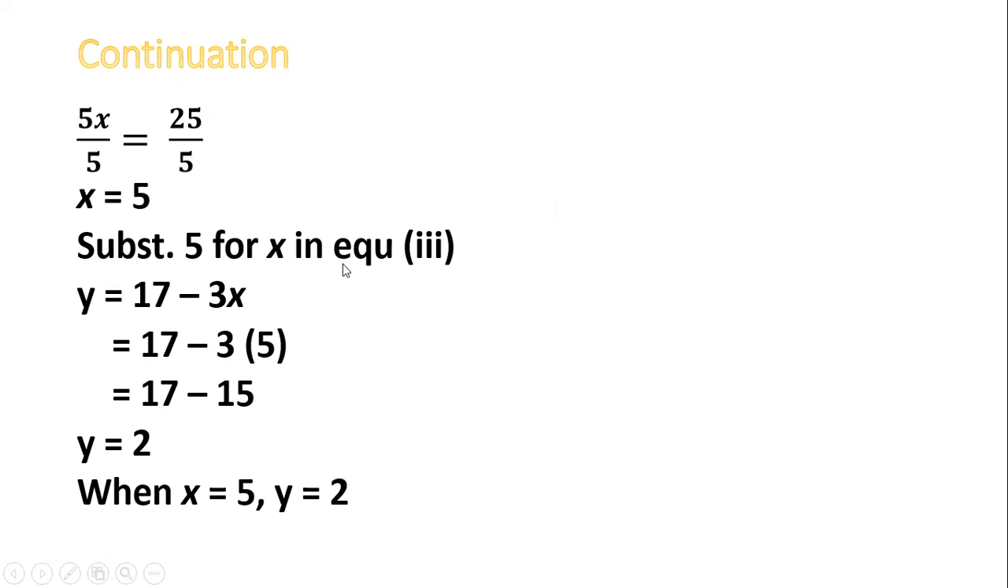Substituting 5 for x in equation 3. Since I have made y the subject of the formula in equation 3, I can just work with that straight away. So I have y equals 17 minus 3x. So I will substitute 5 for x. So y equals 17 minus 3 into bracket 5. So 3 times 5 will give us 15. So 17 minus 15 equals 2. So y is 2. So when x is 5, y equals 2.